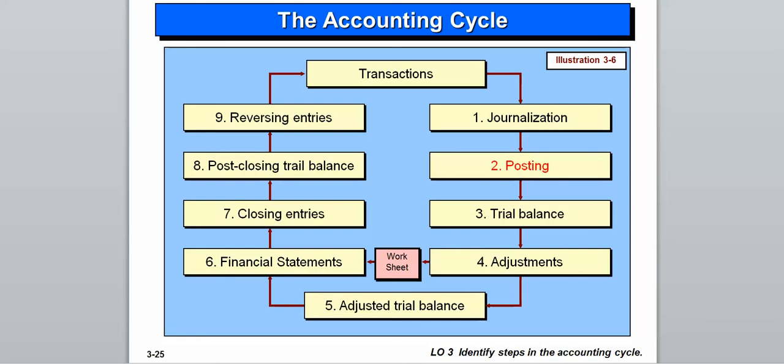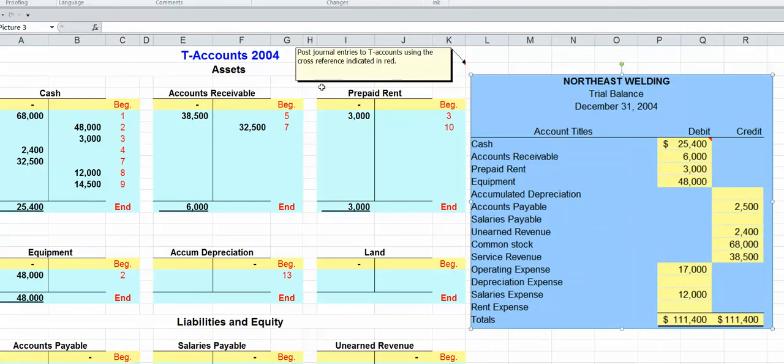After posting journal entries to the general ledger, the next step is to prepare a trial balance. Our trial balance is simply a sequential listing of all of our accounts with their balances designated as either a debit or a credit balance. Let's go ahead and take a look at our trial balance. Here's our trial balance for Northeast Welding on December 31st, 2004.